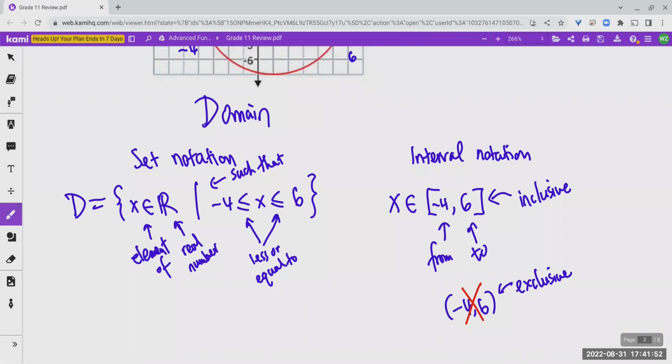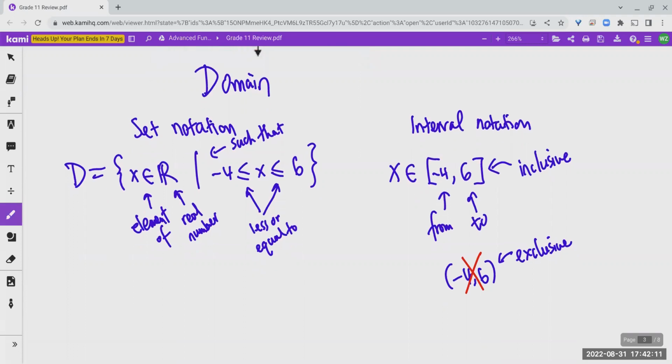It is not a matter of preference. These are symbols that have meanings. Okay, so you can't pick your favorite. You have to use the correct brackets. So that's interval notation. It is an interval from -4 to 6, inclusive, square brackets.